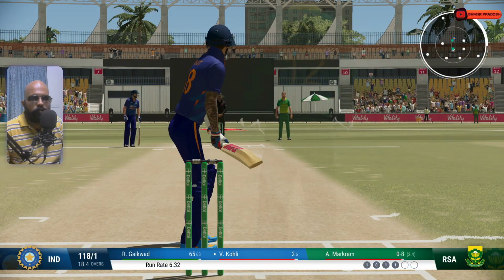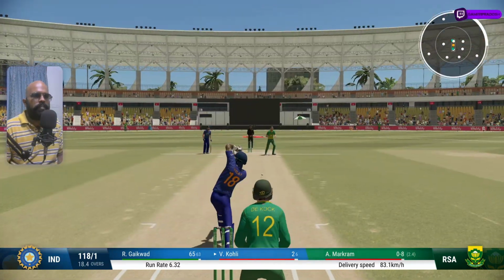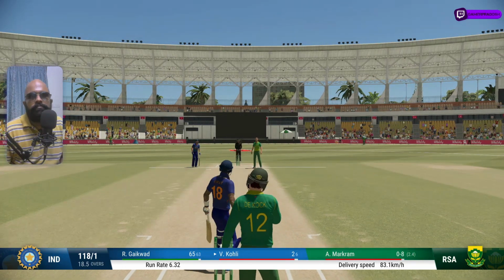You can even try to use some filters if you want. Do those things, have fun, and enjoy the game.